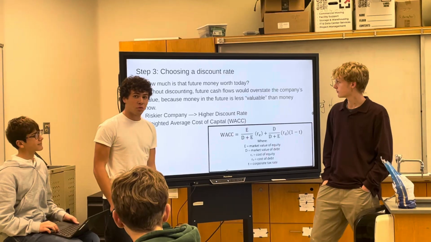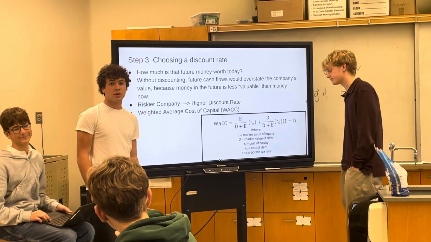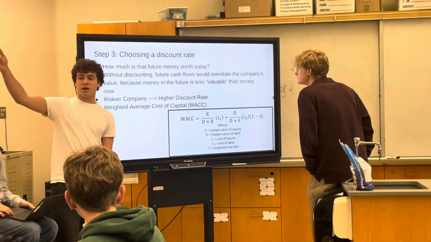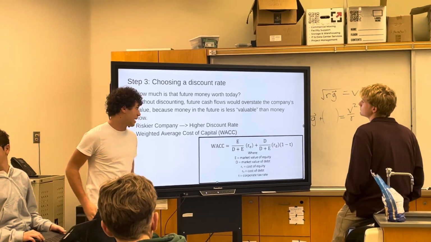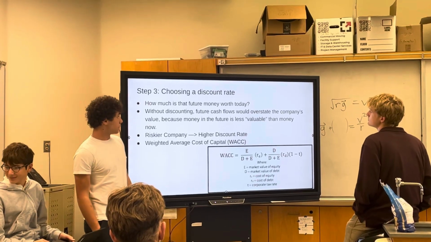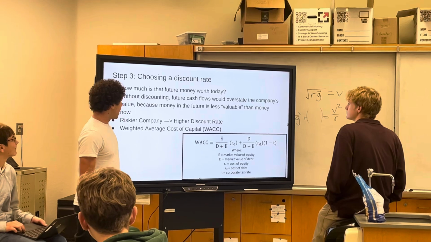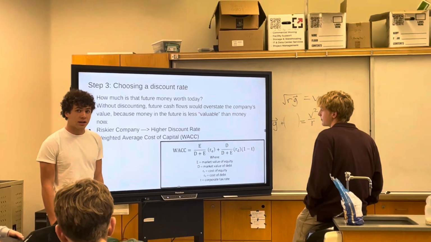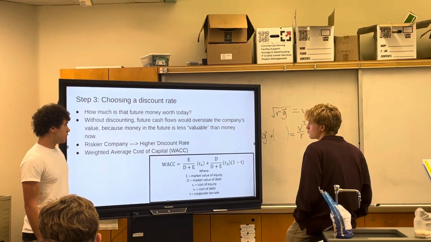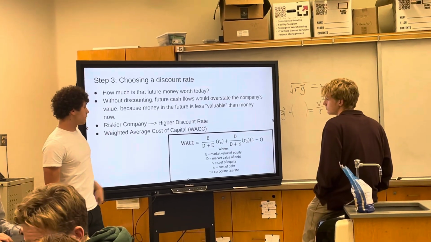Okay, now the most important part, and probably the most difficult part, is choosing a discount rate. So this is saying how much is the money in the future discounted if you brought it down to a present time. Because obviously cash in the future is worth less than now. Riskier companies are going to have higher discount rates because you're uncertain how that money is going to be affected. It's going to go down, up, in the future.